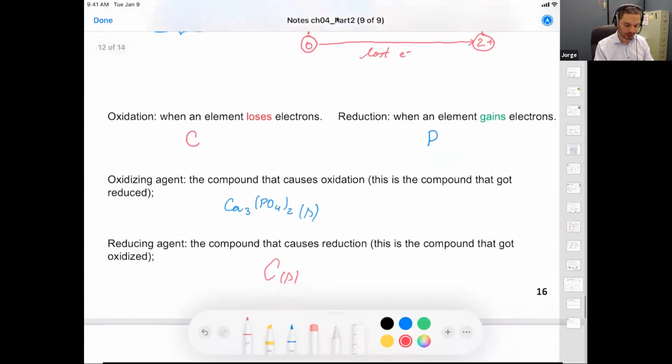It is very important that you know the concepts of oxidation and reduction. We are always talking in this case about elements losing or gaining electrons. That's completely different from oxidizing agent and reducing agent, where we are talking about the whole compound. Oxidizing agent is the compound that causes oxidation, therefore the one that was reduced. And reducing agent is the compound that causes reduction, therefore the compound that got oxidized.